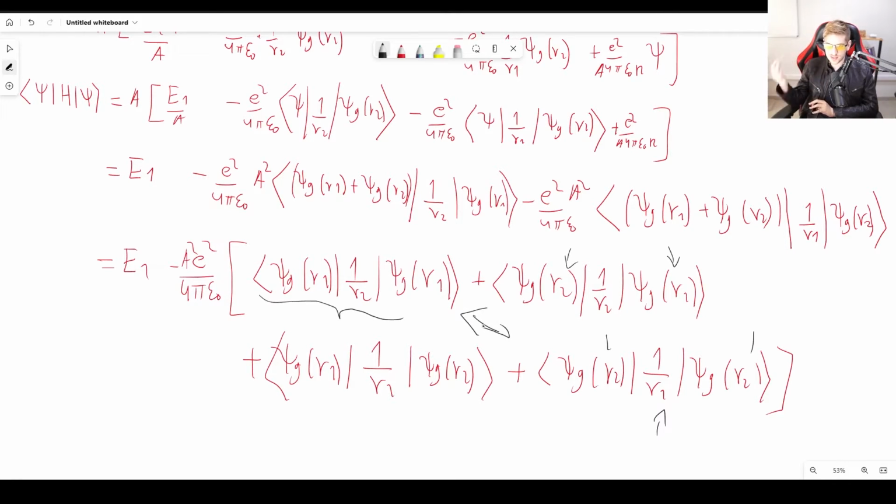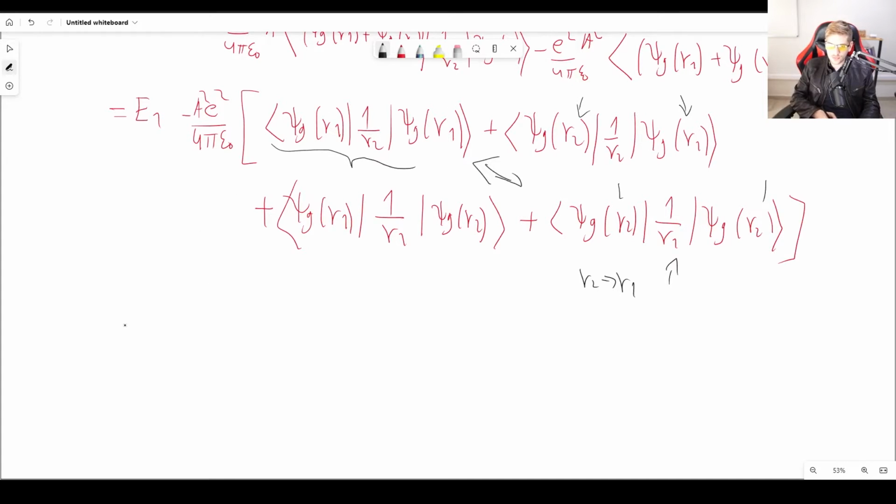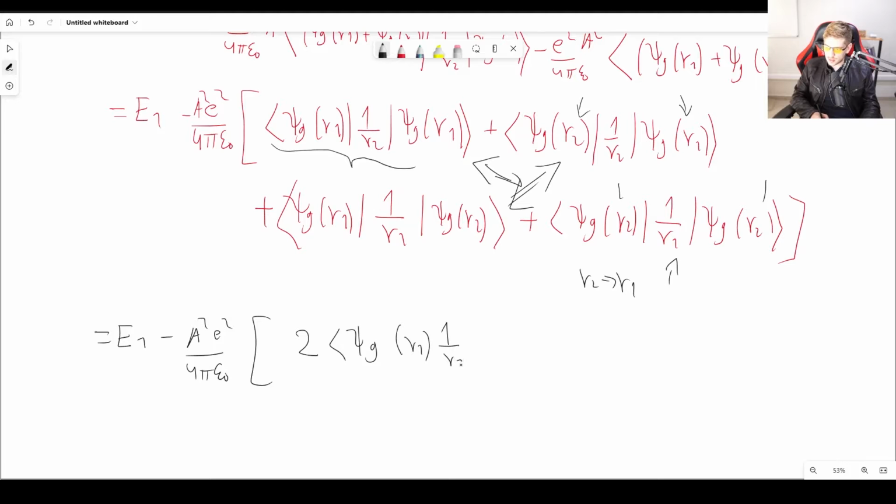The protons are indistinguishable. You can simply make a change when you're doing the integral, for example. You can change the name R2 to R1, and you're going to get exactly the same. Okay, so basically, what we have is not 4 different integrals, but we have 2 different ones. Right? Because these two are the same and these two are the same. So we get 2 times psi g of R1 over R2. You can leave whatever name you want. It doesn't matter, as I mentioned.